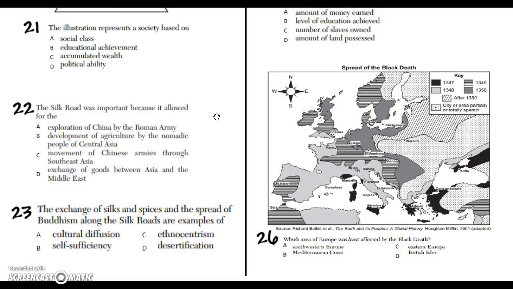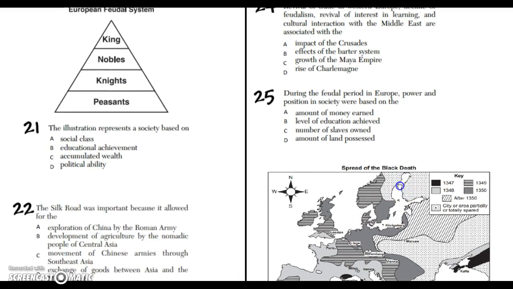Number 23. The exchange of silks and spices and the spread of Buddhism along the Silk Roads are examples of A. Cultural diffusion, B. Self-sufficiency, C. Ethnocentrism, D. Desertification.